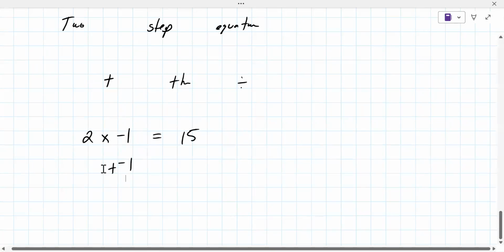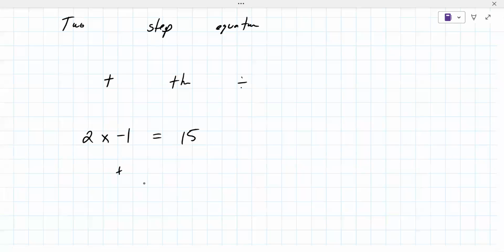Is that what you mean? No, add 1, just normal 1. That's right. You're going to add 1 to both sides. What is 15 plus 1? 16.